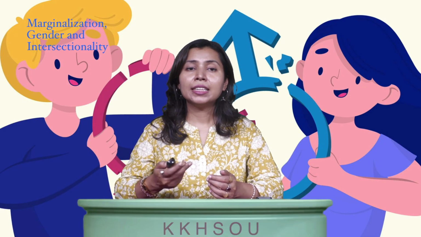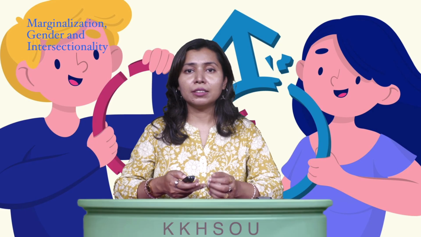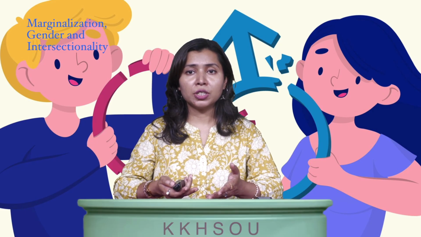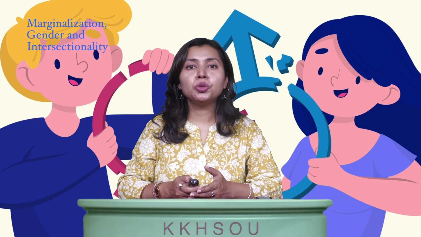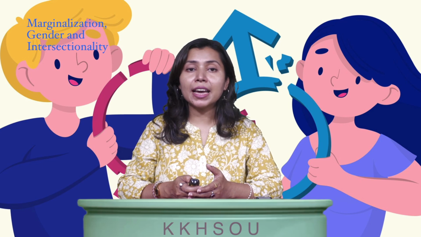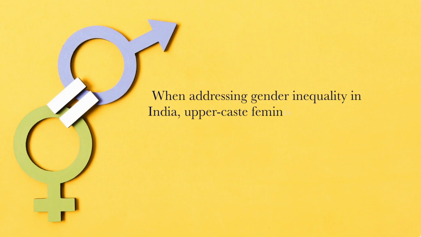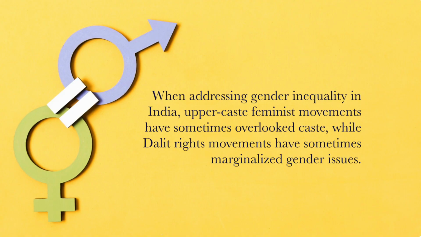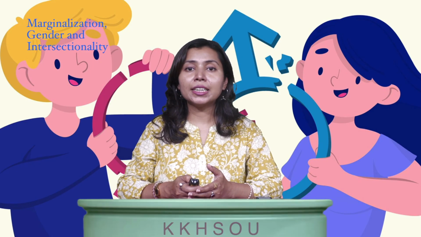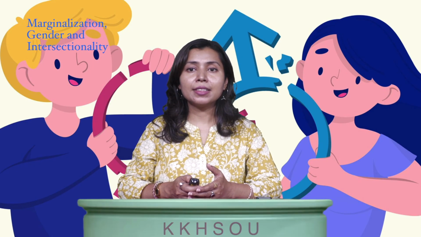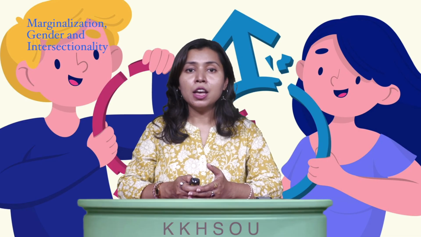At the intersection, they face specific forms of oppression, including disproportionate rates of sexual violence, which is often used as a tool to assert caste dominance. They are overrepresented in the most stigmatized and lowest paid occupations, such as manual scavenging. When addressing gender inequality in India, upper caste feminist movements have sometimes overlooked caste, while Dalit rights movements have sometimes marginalized gender issues. An intersectional approach recognizes Dalit women's unique experiences and ensures their voices and leadership in movements for social change.